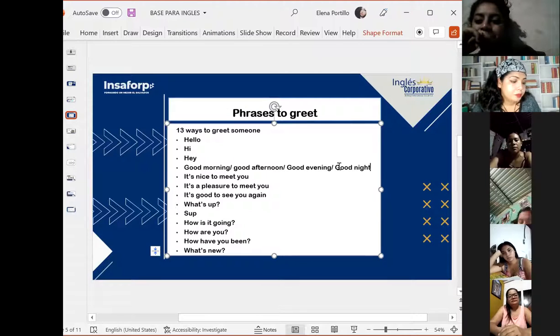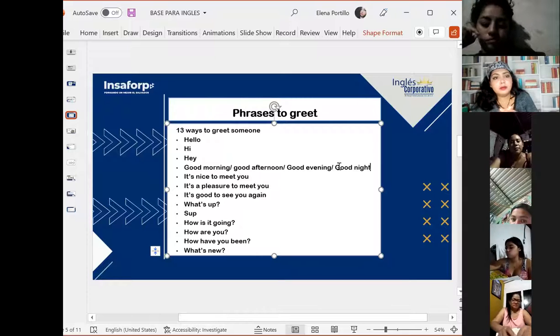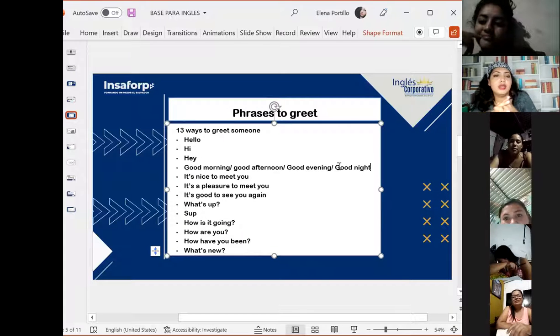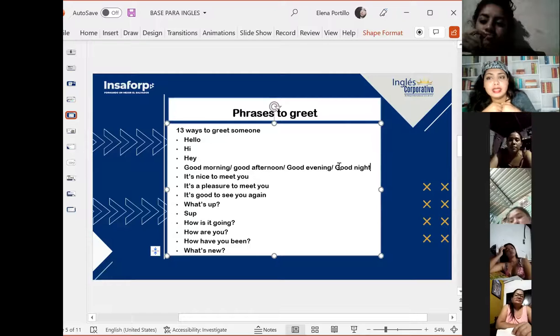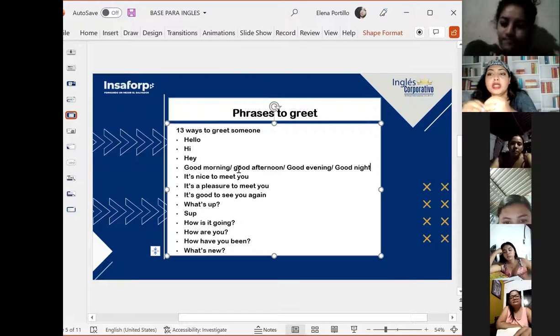So, in that case, we are clear, right? Tenemos la parte donde vamos a utilizar el verbo to be para las oraciones de presentación y para las oraciones de saludo. Because in this case, when you are reading this kind of sentences, maybe you see where is the verb to be in those sentences. Ahora que estamos leyendo las oraciones, yo creo que ya se dieron cuenta más o menos por dónde está el verbo to be.